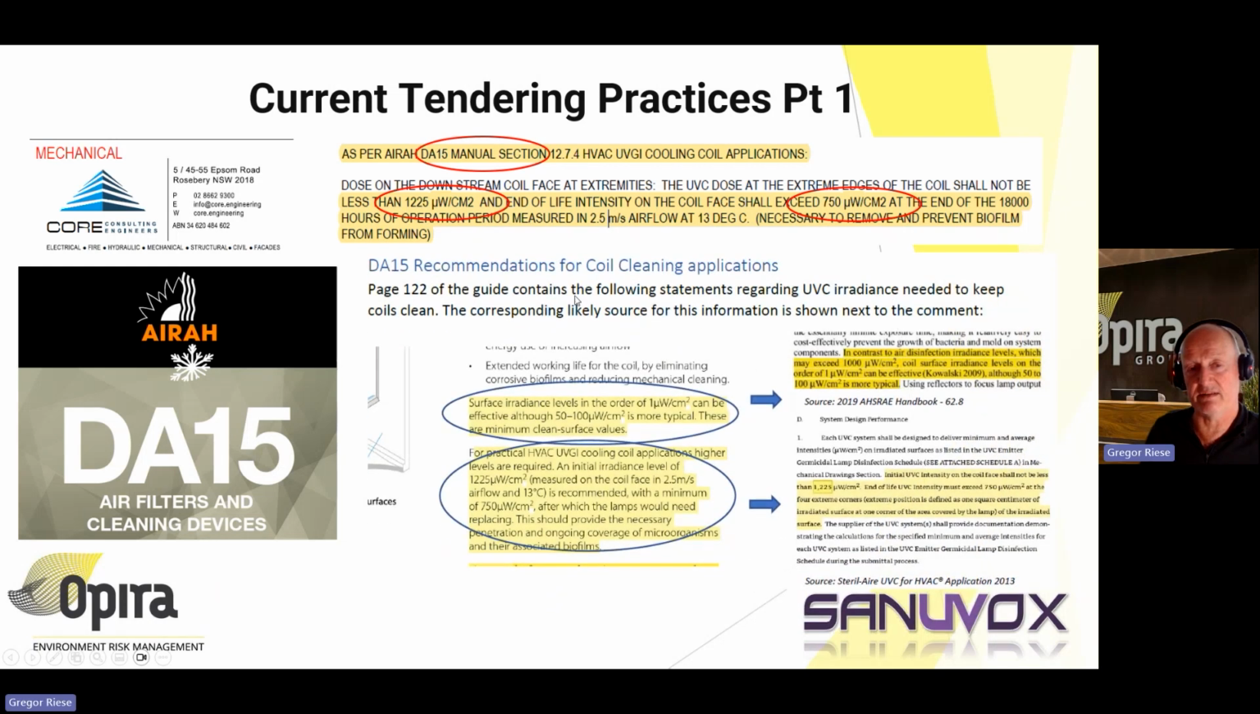And if we have a look at the wording of DA15, they have recommended the ASHRAE levels of 50 to 100 microwatts per centimetre squared straight out of the ASHRAE handbook, but they've also picked up a reference of 1225 to 750 microwatts at end of life, which is straight out of a Sterile Air publication which is available on Amazon. If you go into the Sterile Air publication, there's actually no real defined reason why they recommend those levels. We think those levels are very, very high.